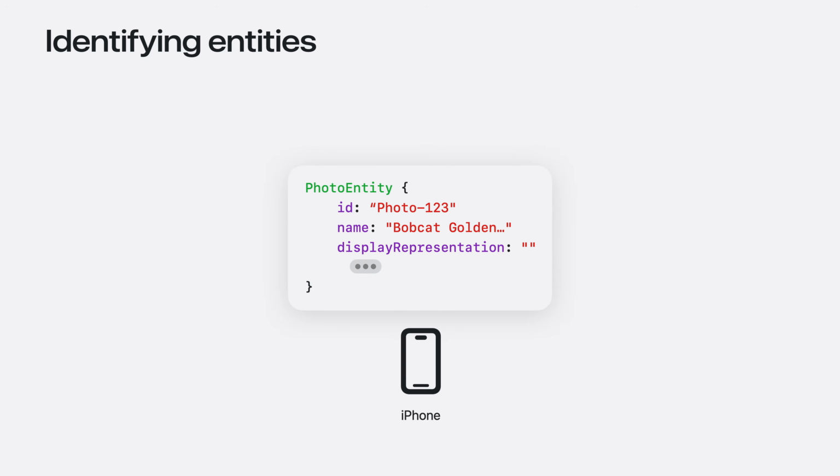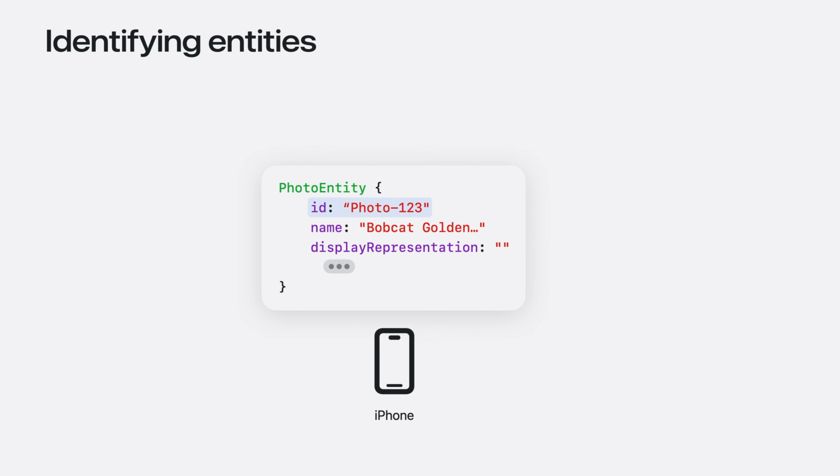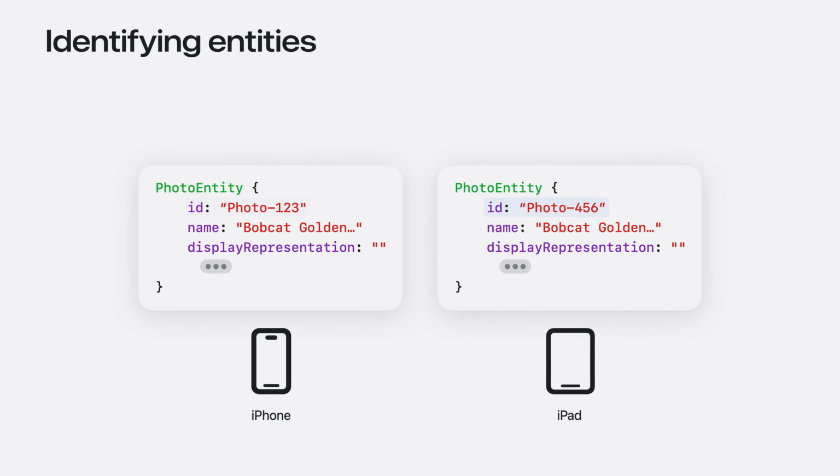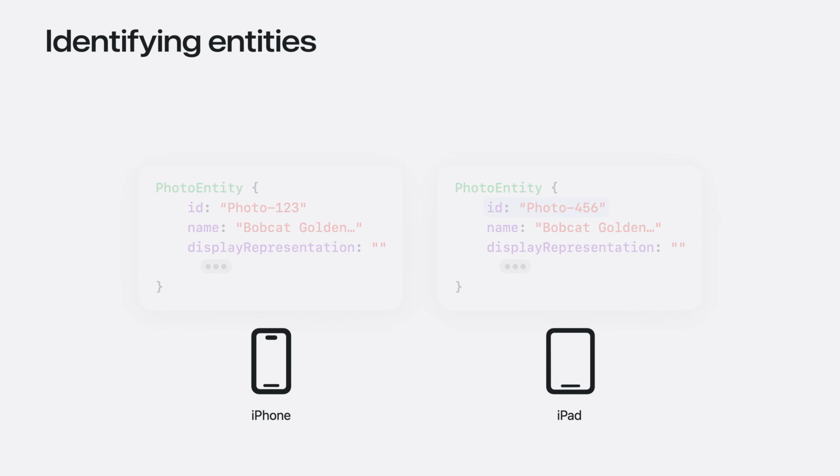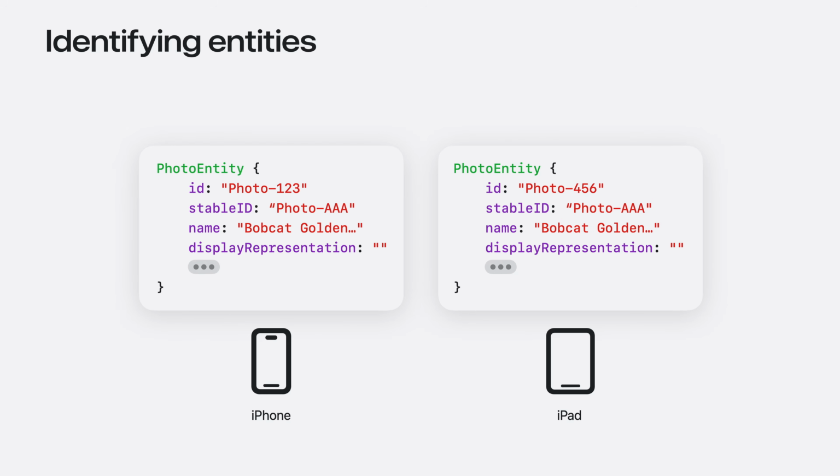To understand why, let's think about how entities are identified. Every entity needs an ID. That's how the system finds it. Your entity's ID might be generated locally on each device. Local IDs work great on the device they were created on, but each device generates its own local IDs. So the same entity can end up with a different ID on each device. For Siri to reference your entities across devices, you need a stable ID that's the same everywhere. That could come from your server or from CloudKit record IDs.